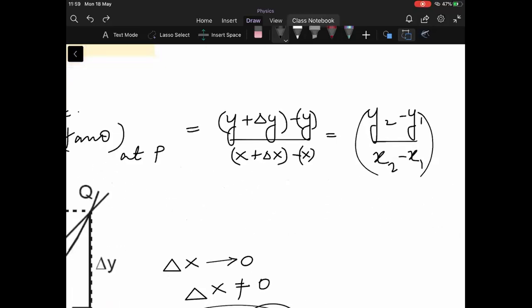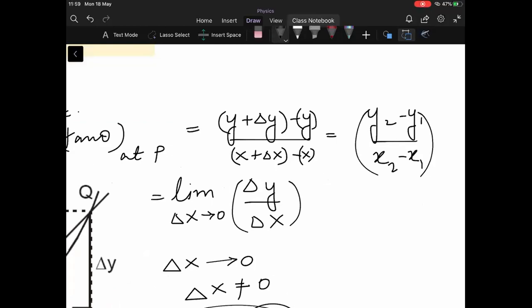Now if I want the instantaneous slope exactly at point P, then I will have that limiting condition of finding the value of delta y by delta x, because tan theta is given as delta y by delta x. But I will write this condition as limit of delta x tending to 0. This is my tan theta, which is slope.